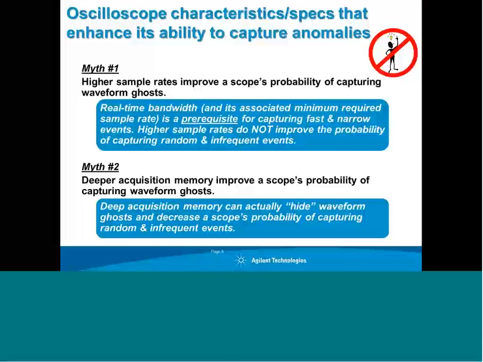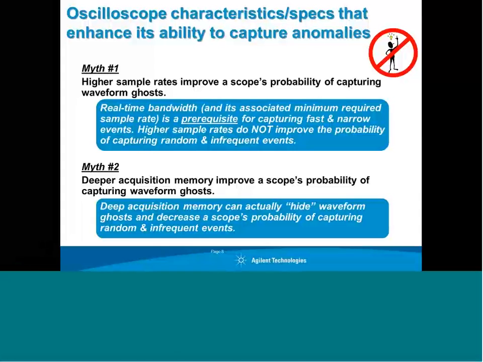And the answer I get most often is, well, a higher sample rate will improve the scope's probability of capturing it. And this is actually a myth. It's not true. And in fact, there's a major scope vendor that just released an application note that said exactly that: a higher sample rate will improve the scope's probability of capturing intermittent events, and that's not true.